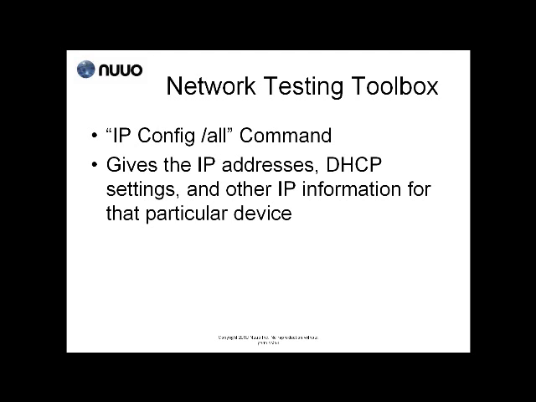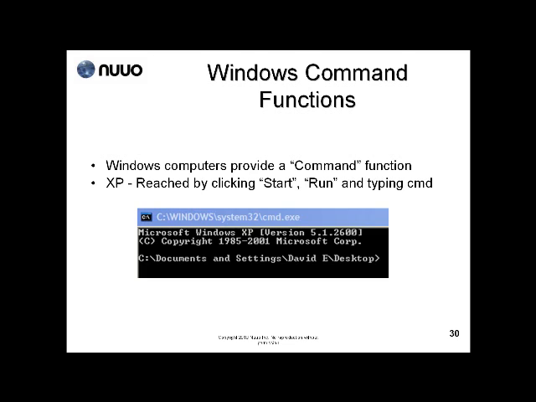But let's start off with getting to the command line. We go to Start, we go to Run, we type CMD, and you're going to see something like this. And for those of us who are old school, it's the DOS prompt. It's got the C and the colon and the slashes, and then your directories and your files and that sort of thing. It's a good old DOS prompt, but this is where your network testing toolbox sits.